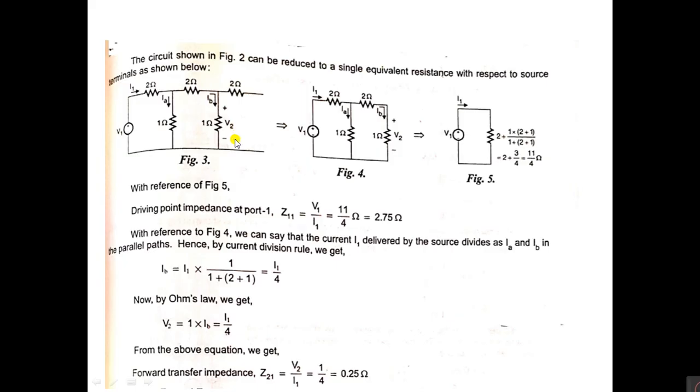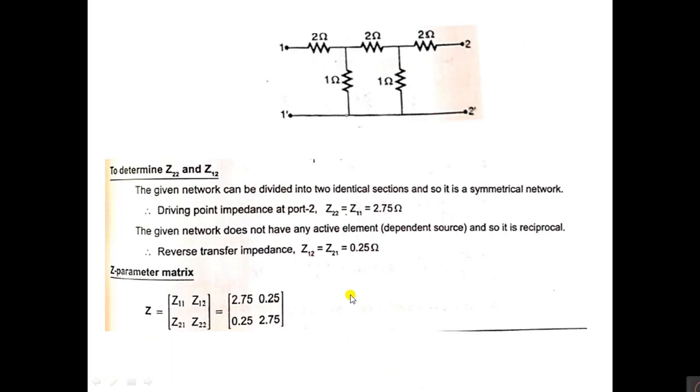Now the voltage across this is 1 into IB. So 1 into IB, and the IB value you know is I1 by 4. Now V2 by I1 becomes 1 by 4, that is 0.25. So Z21 is 0.25. Next, Z22 and Z12 we need to find, but this problem is very simple, this is a symmetrical network.